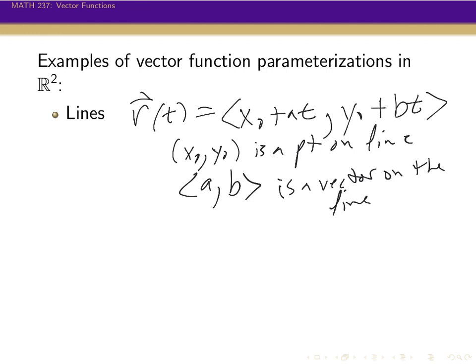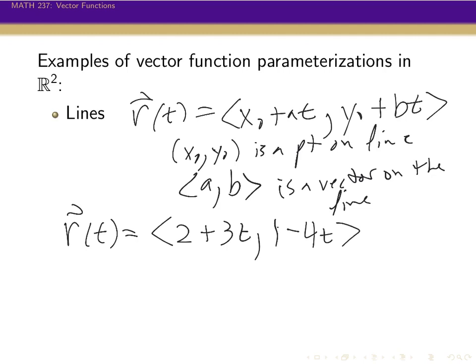Let's make this as tangible as possible. Let's say r of t has x equal to 2 plus 3t, and y equal to 1 minus 4t.